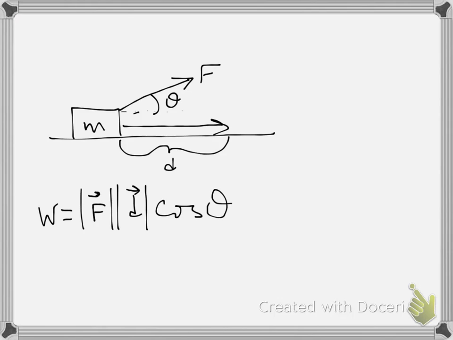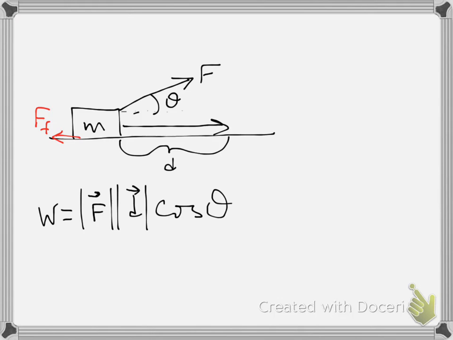Regardless of whether there is friction, that would be how much work is being done by the applied force. Now let's say there is friction. If there is friction, it's acting always in the opposite direction of the motion, right?